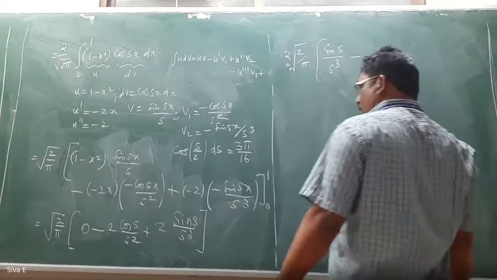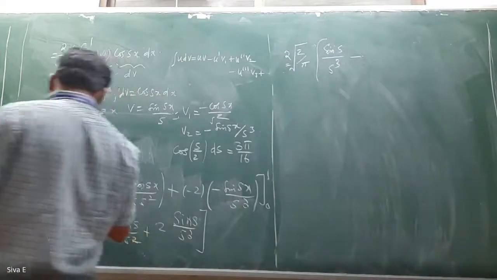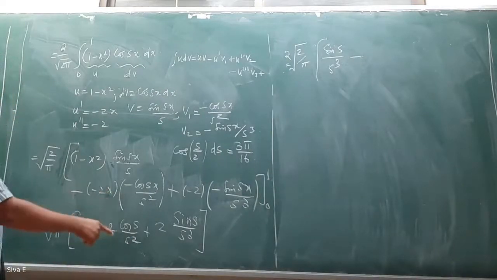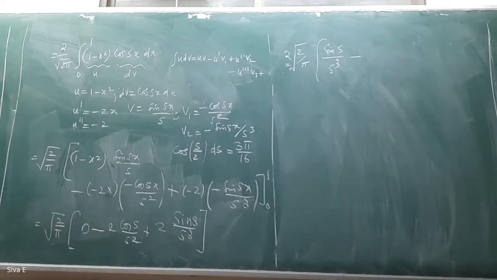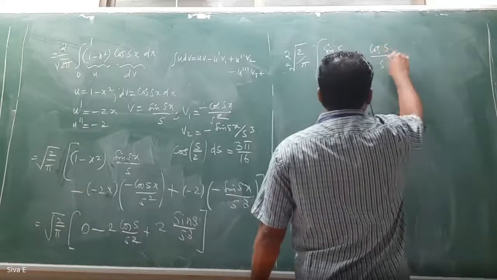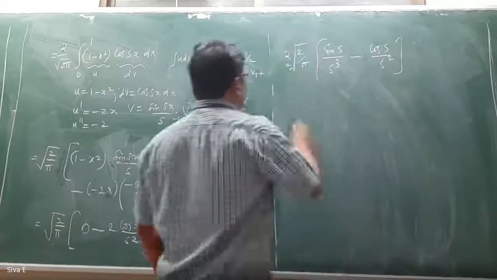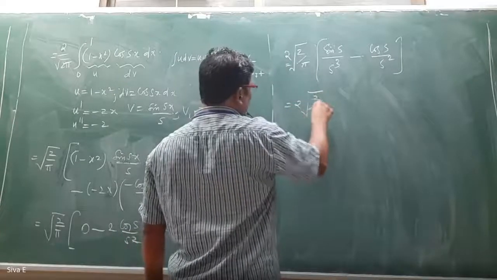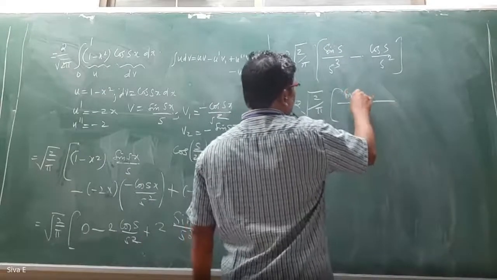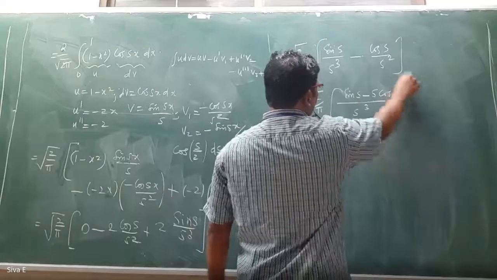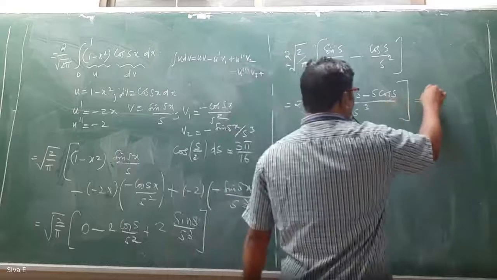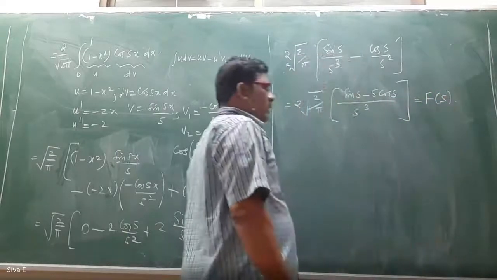minus, x is there, now you have to substitute 1 here, so cos s by s square. So 2 root 2 by pi, taking LCM s cube, (sin s minus s cos s) by s cube. This is the Fourier transform of f of x, that means F of s.